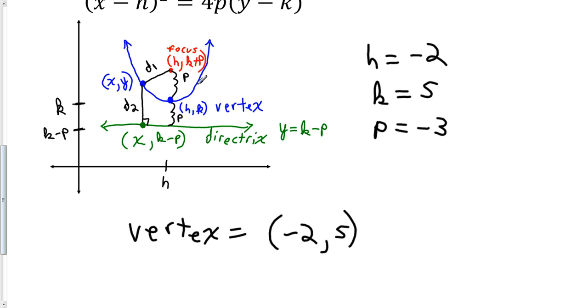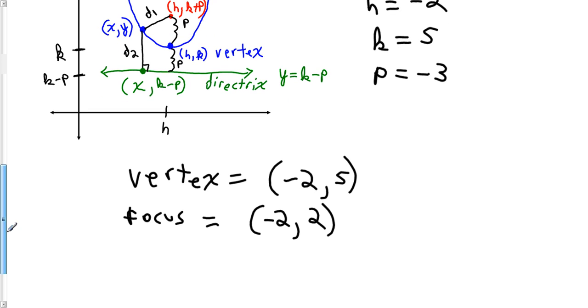Well, the focus has the x value h. So for the focus, the x value is h, which is negative 2, but the y value is k plus p, which is going to be k, which is 5, plus negative 3. 5 plus negative 3 is positive 2. That's k plus p. So this is my focus. So I have my vertex and my focus.